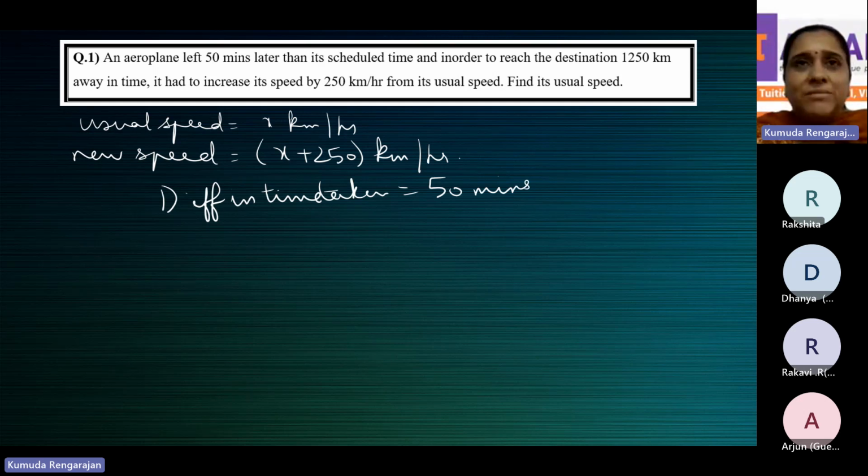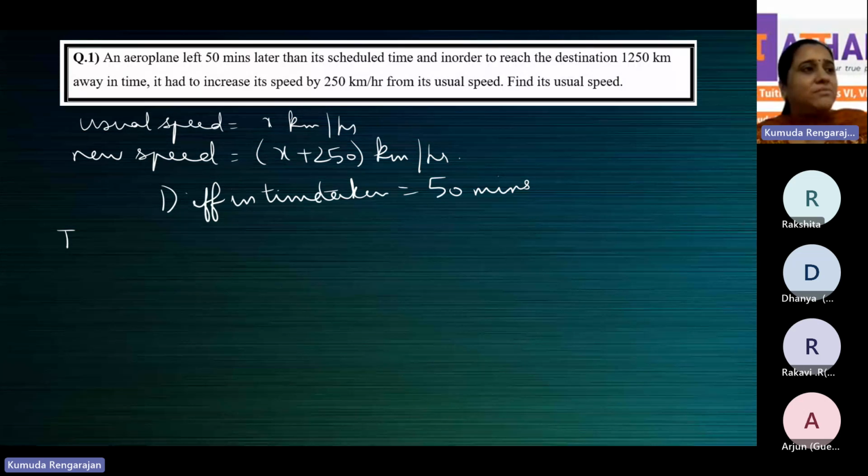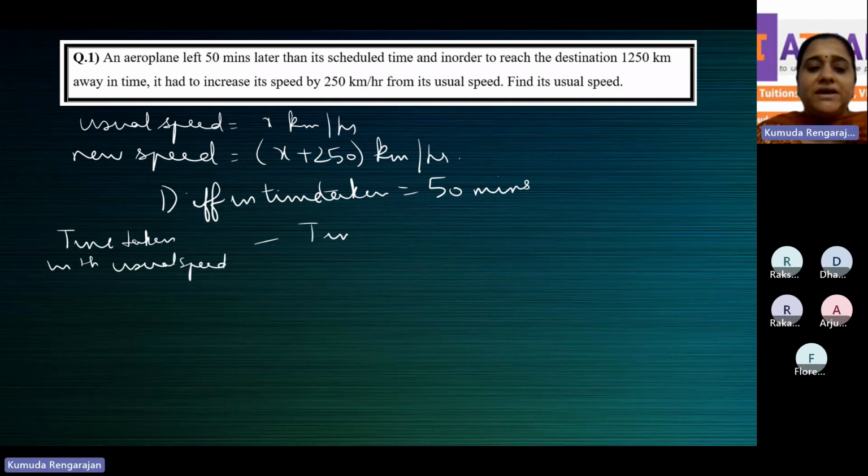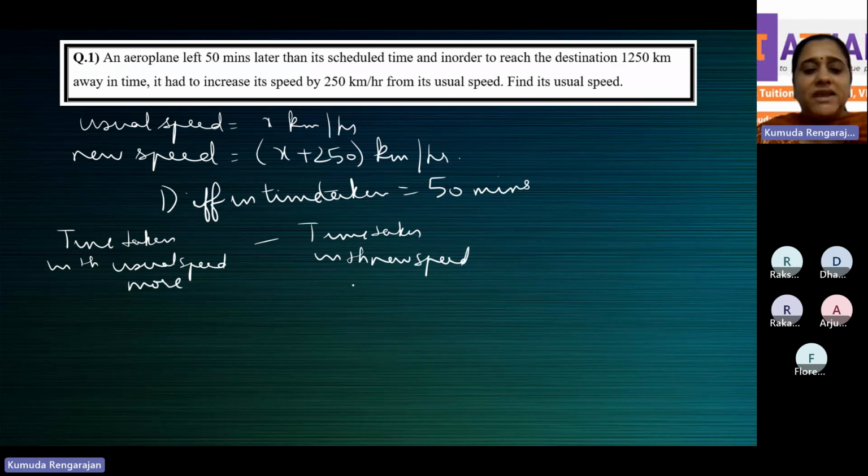Where is the time taken more? With the usual speed. So that means you should write more and then less. More time taken minus less time taken is the difference in time taken. So time taken with usual speed minus time taken with increased speed or new speed, because here the time is more and here the time taken is less, is equal to 50 by 60. Zero gets cancelled, so 5 by 6.